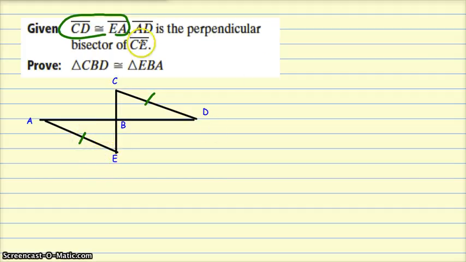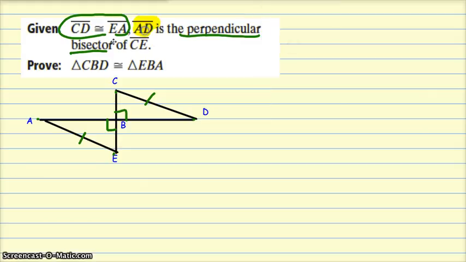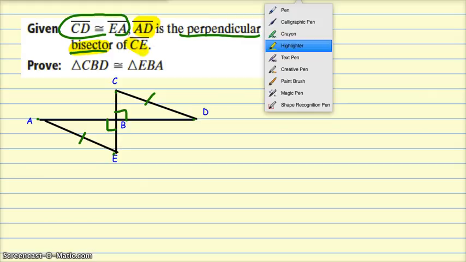Then what it tells you is that AD is the perpendicular bisector of CE, meaning AD is both perpendicular to CE. So what does that mean to be perpendicular? AD starts here to here. So it's perpendicular to CE. We can mark it with the 90 degree. And AD is the bisector of CE. So you're getting 2 for the price of 1 here.